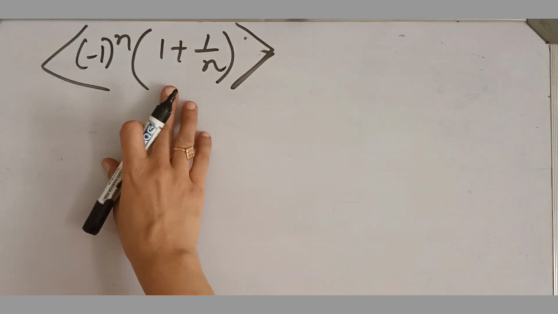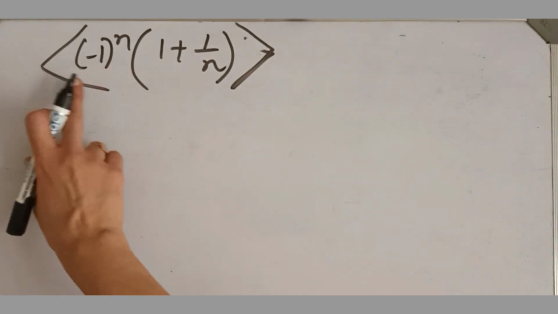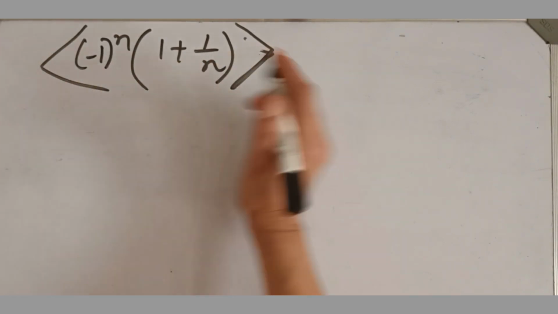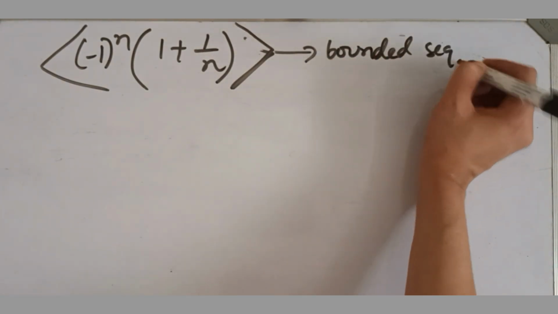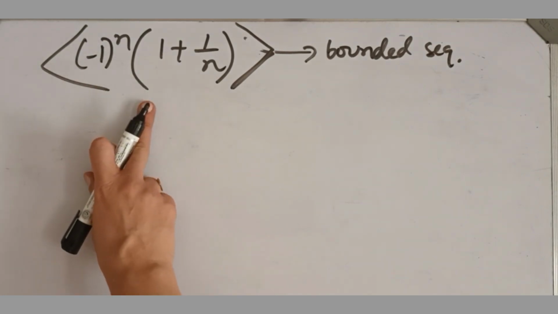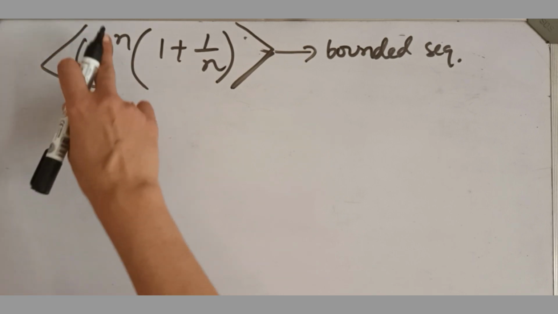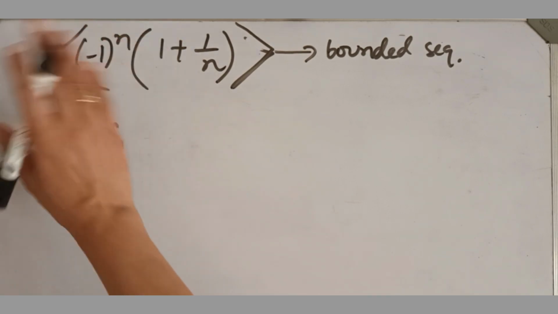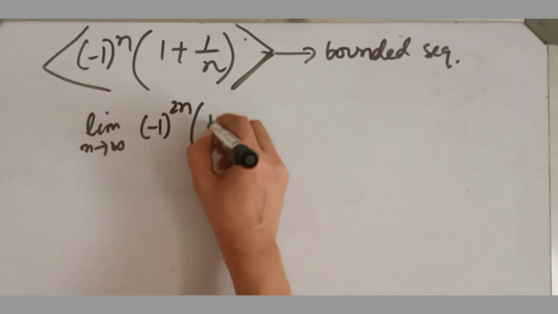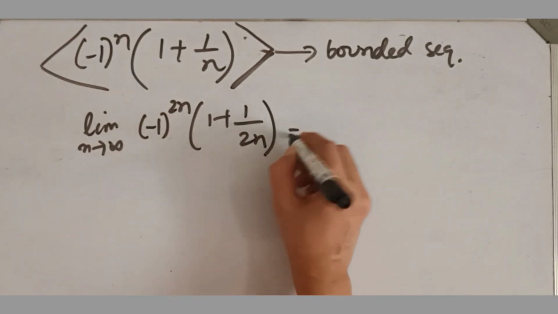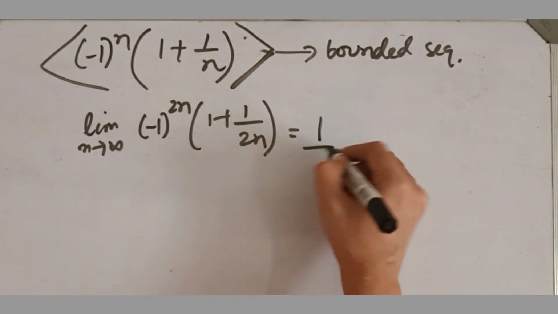Consider one more example. You have to find the limit supremum and limit infimum of this sequence whose nth term is given here. Clearly, this is a bounded sequence. So, when you have a bounded sequence, you have to get the limit points of this sequence. Whenever you have -1 to the power of any value, you always have to check the even and odd possibilities. So, (-1)^(2n) into (1 + 1/2n) is positive. As n tends to infinity, 1/2n goes to 0, which gives you 1.